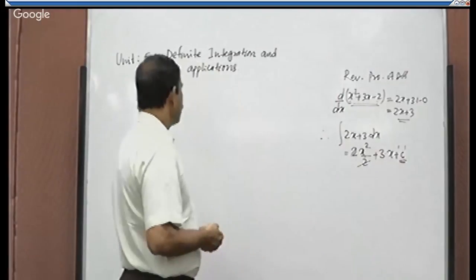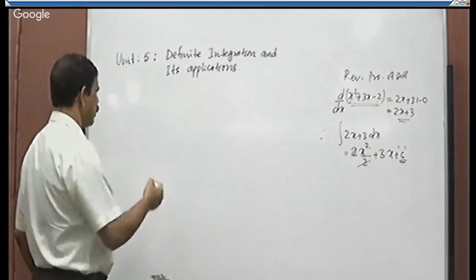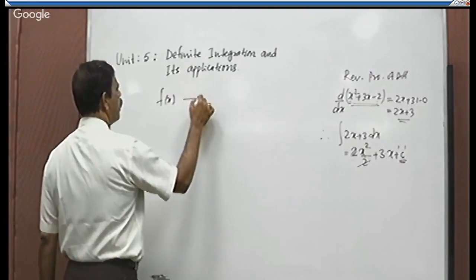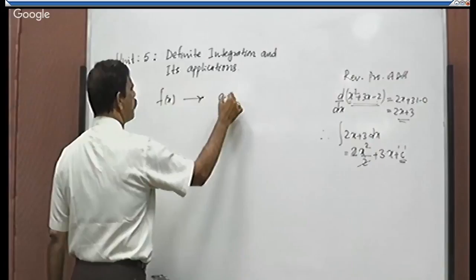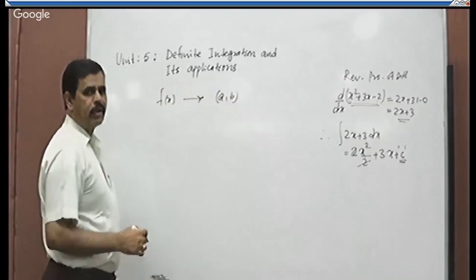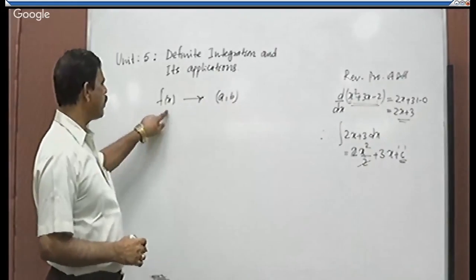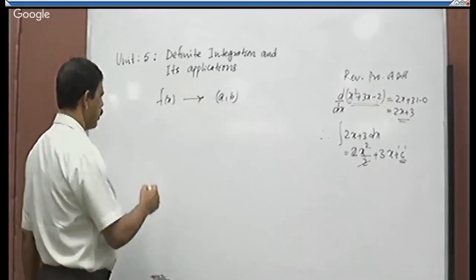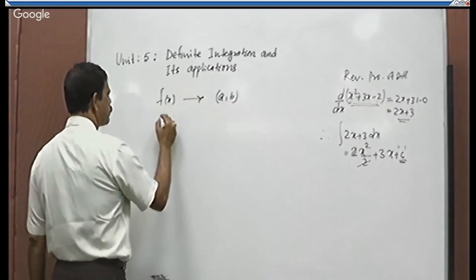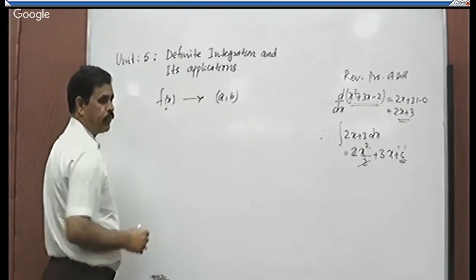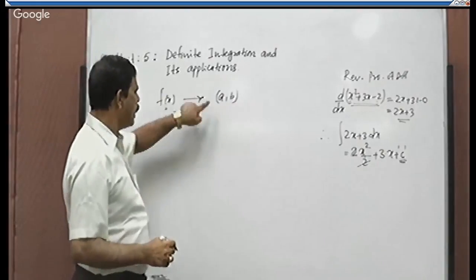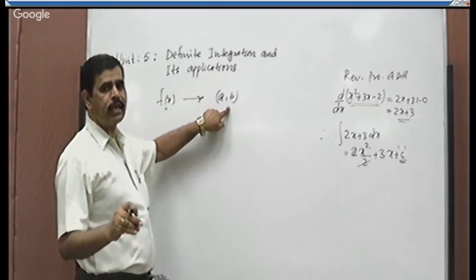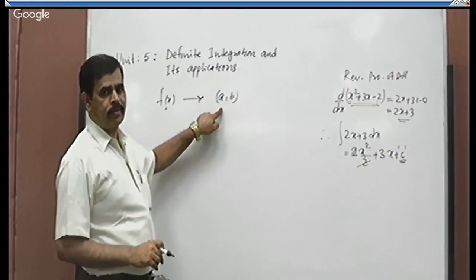Now, the definite integral definition. Suppose I take a function f of x which is continuous in the range a comma b. A function y is equal to f of x is continuous in the range a to b. Suppose the function is integrated in this range, we specify the limits.